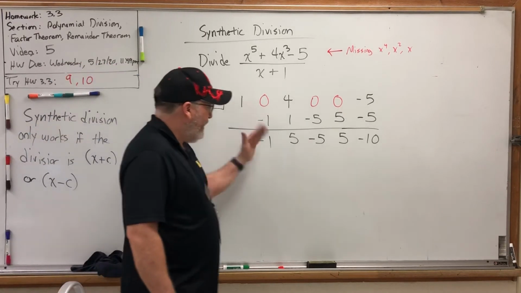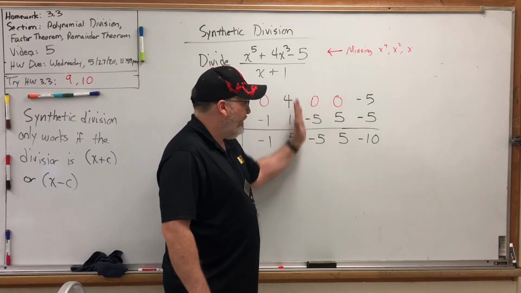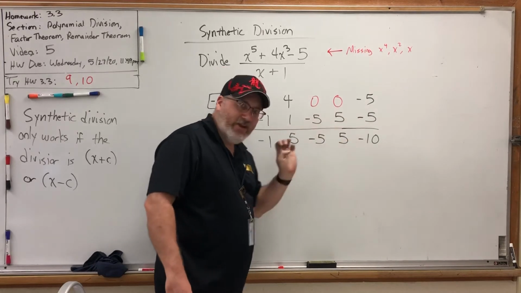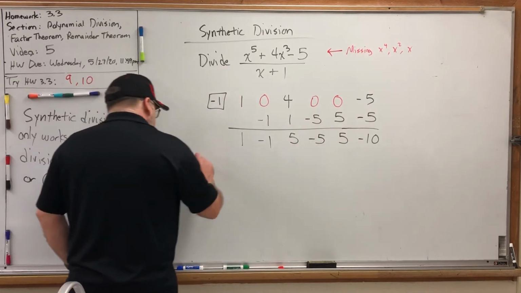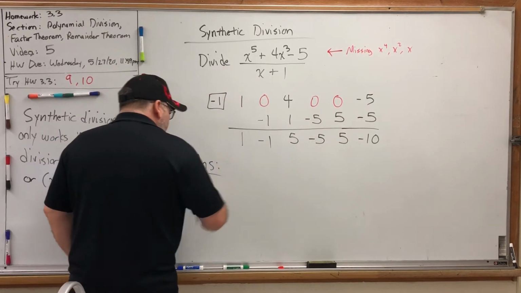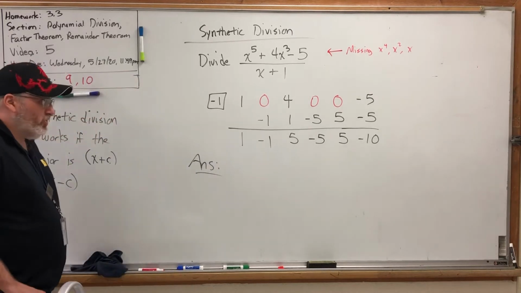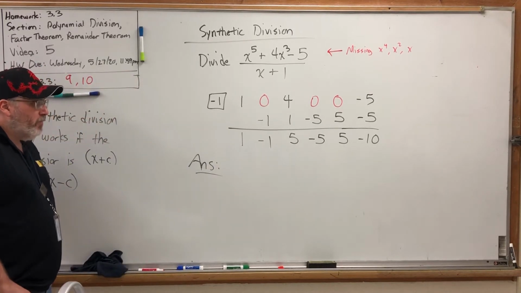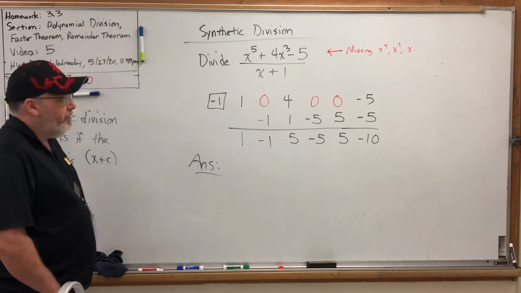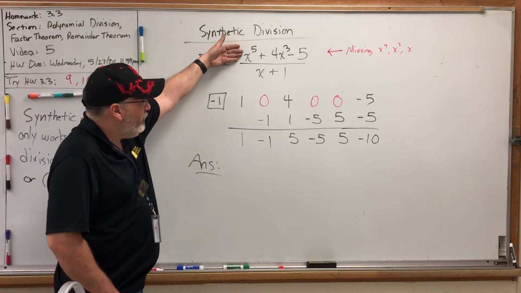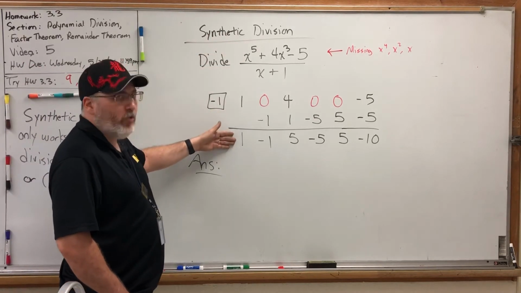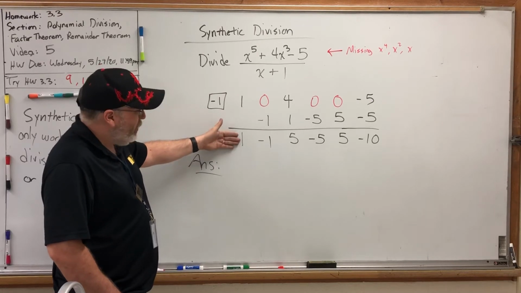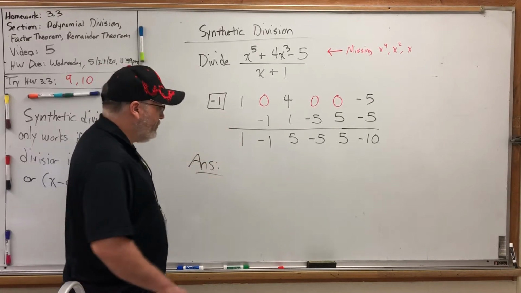Add, multiply, add, multiply, add, multiply, until you get to the last column and add it up. So what's our answer? Remember, the bottom row represents the coefficients of the quotient, but you lower the degree by 1. We started with a 5th degree polynomial, which means our quotient will be a 4th degree polynomial. This one represents the coefficient of x to the 4th.